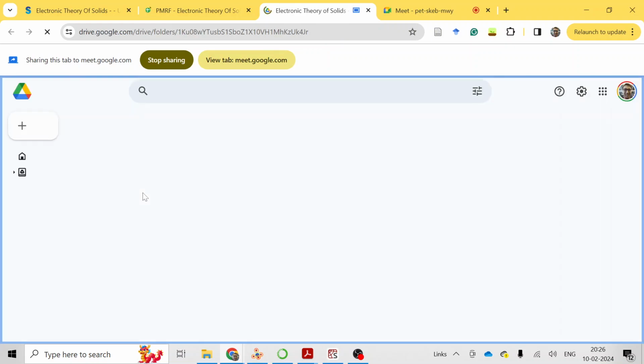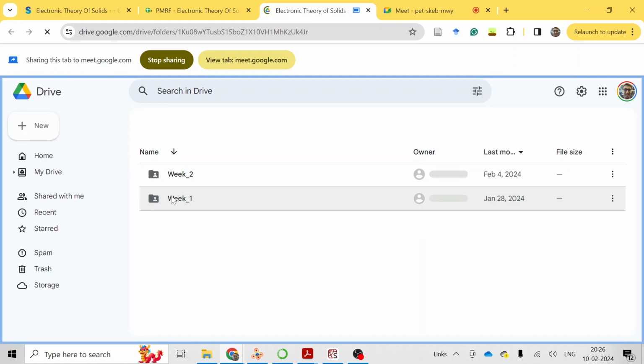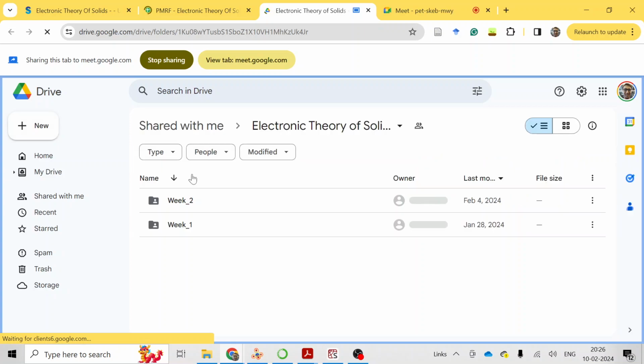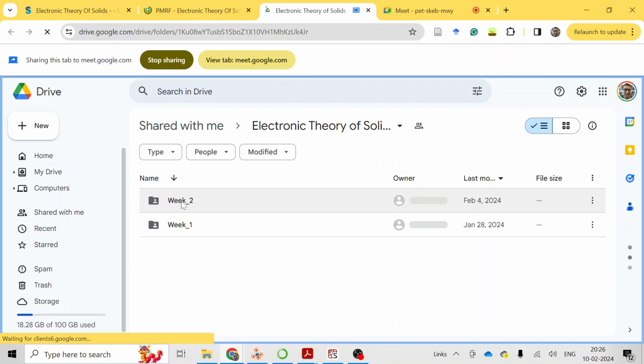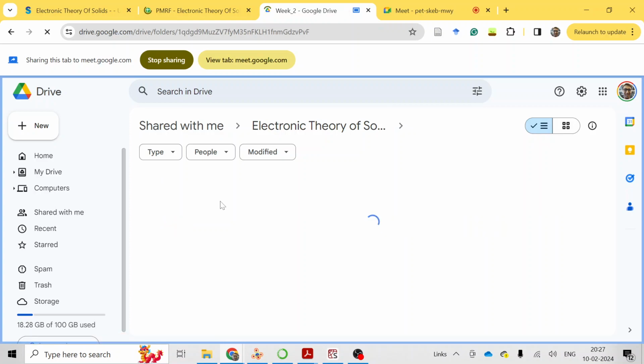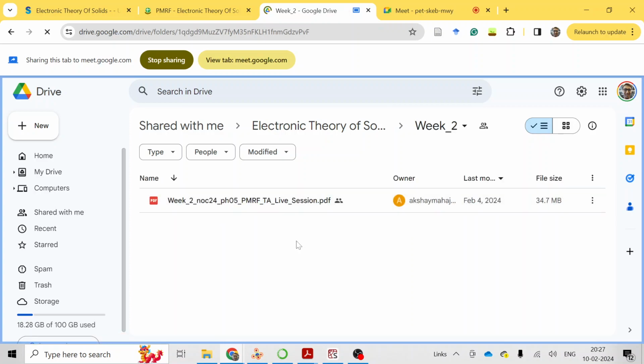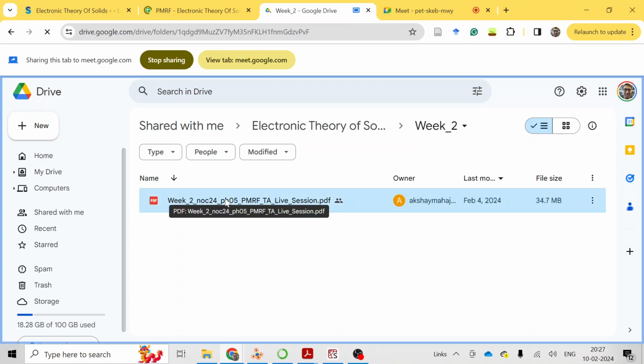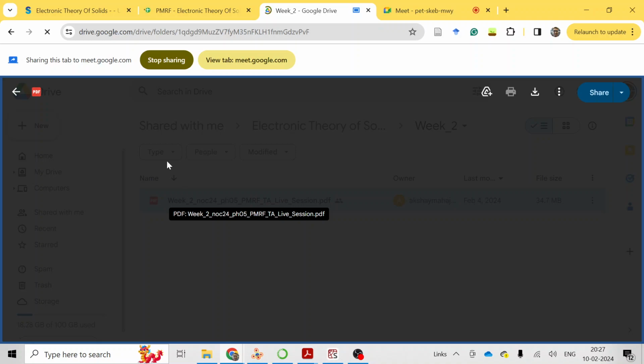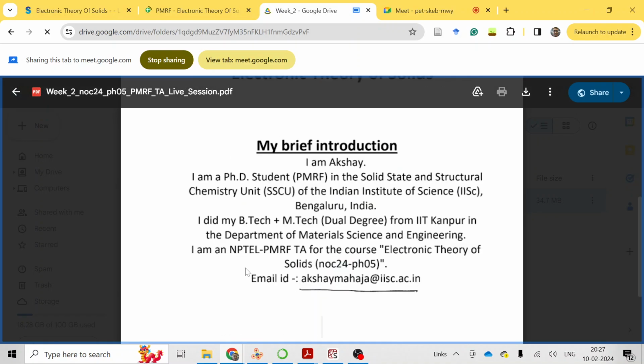During the start, I will try to do that. But basically, after the session, you can find the PDF for the session within this Google Drive. This is not opening right now, but there is this PDF file. This is for week 2, and in this PDF, whatever I have discussed during that week will be there.